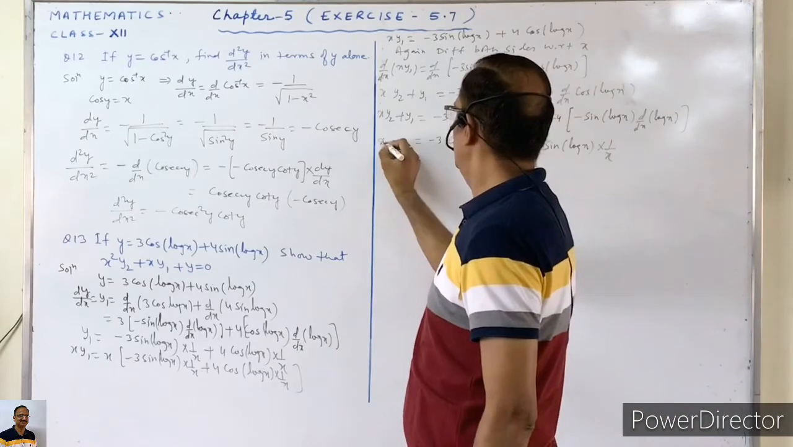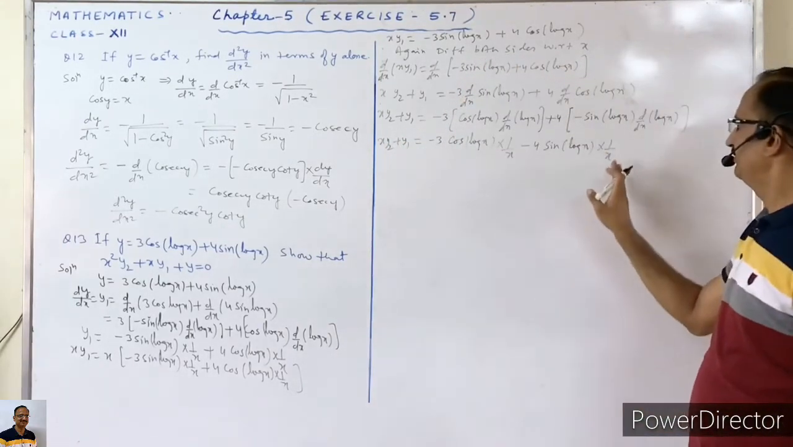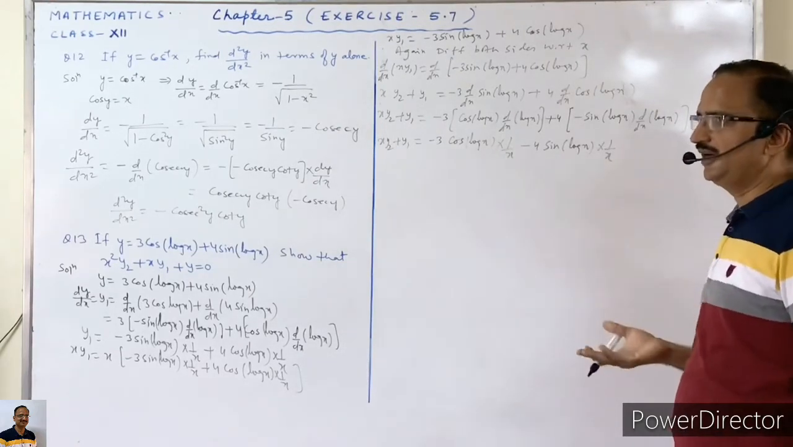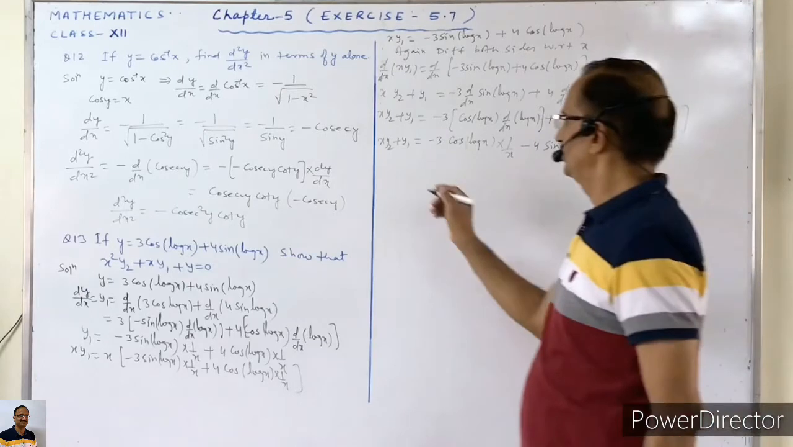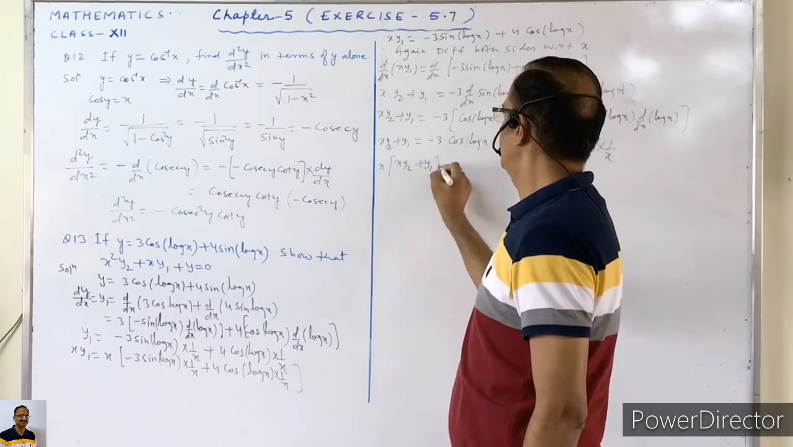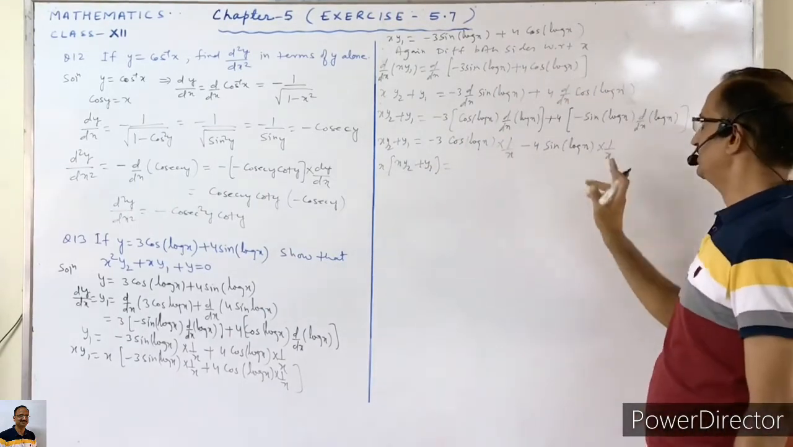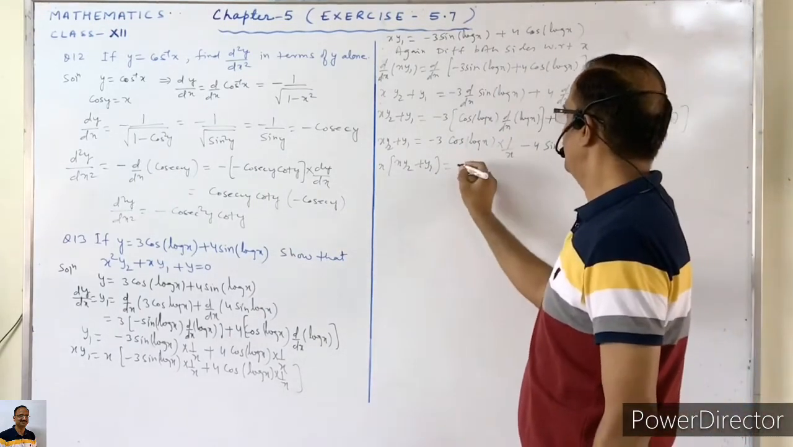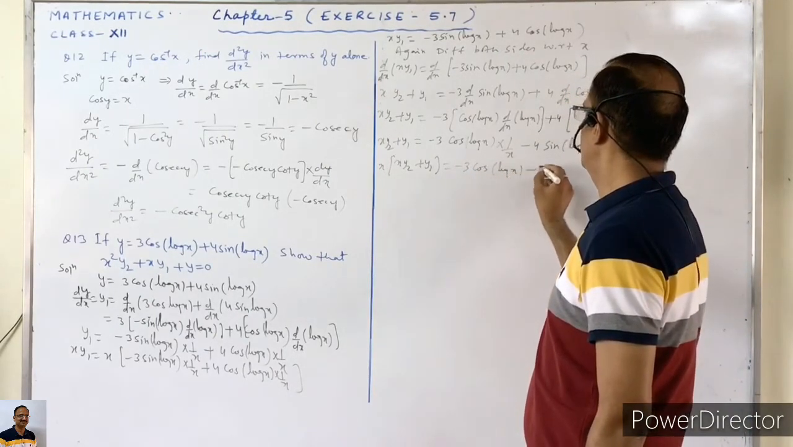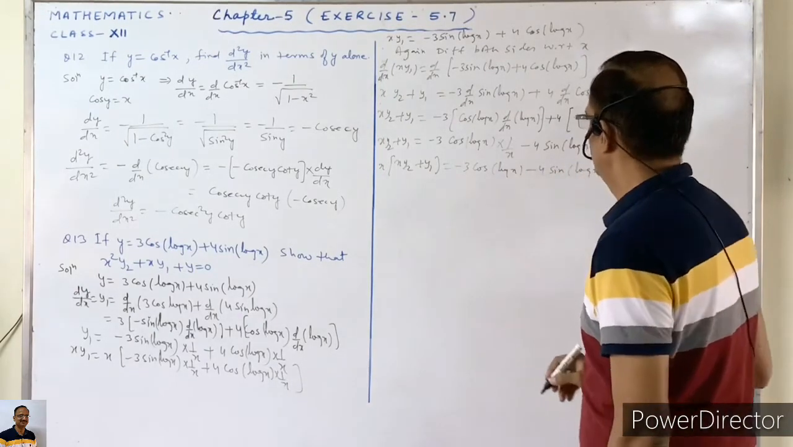This is x y2 plus y1. Now again we have x in the denominator, so multiply the left hand side and right hand side by x. So this is x y2 plus y1, and when we multiply the right hand side by x, then these two x are cancelled. Then we have minus 3 cos log x minus 4 sin log x.